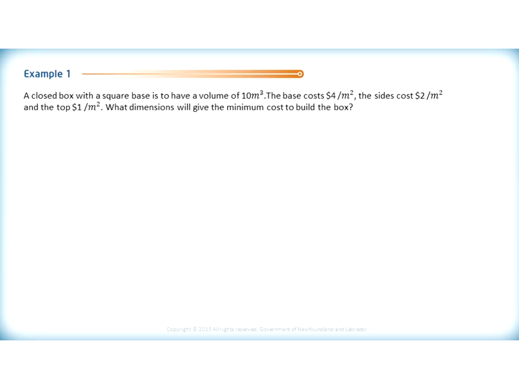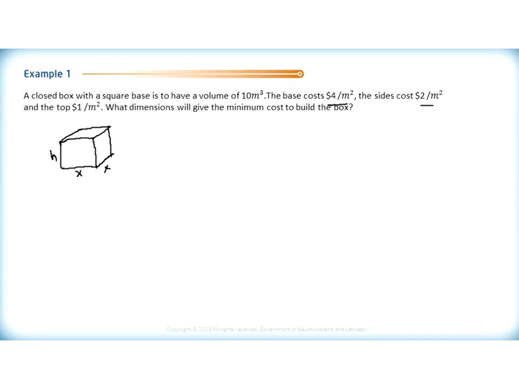The first one is a cost function issue. A closed top box. This company is constructing a box, but they want to minimize their cost to do it, not necessarily their materials. So a closed top box with a square base is to have a volume of 10 meters cubed. I'll do my best to rough out a diagram for a box with a square base. It's going to look something like this. We know that the base of the box is square, so we can call it x by x. The height is not necessarily the same thing.